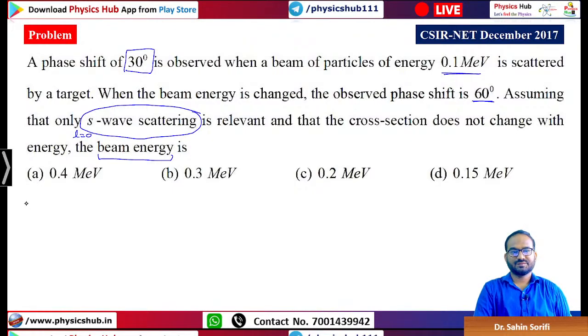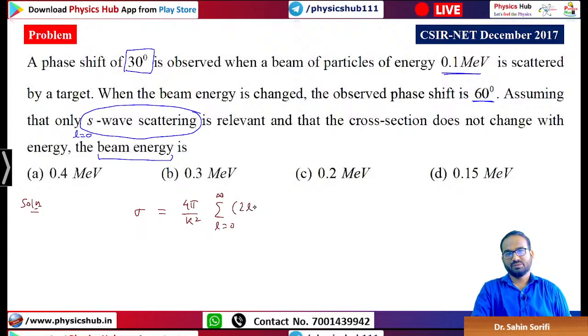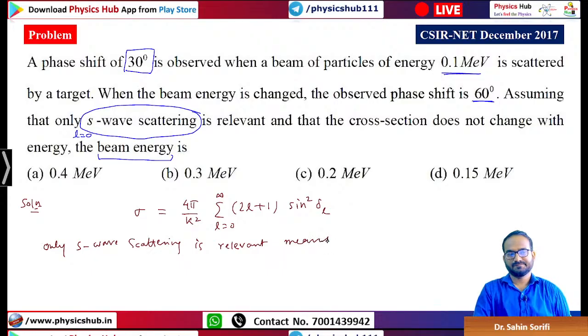So you see, we know the formula of sigma: 4 pi by k square, sum over L equals 0 to infinity, (2L plus 1) sin square delta L. This we know. Only S wave scattering is relevant, which means L equals 0.